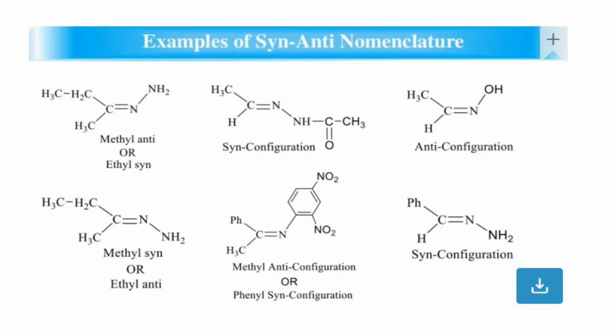Next, more examples of syn anti nomenclature. This is methyl syn oxime or ethyl anti oxime. This is the syn configuration, and this is the anti configuration. In the case of oxime, this is methyl anti configuration or phenyl syn configuration. These are some examples of syn anti nomenclature.